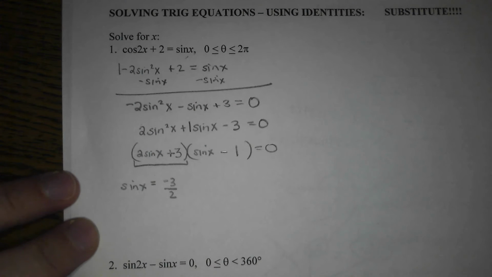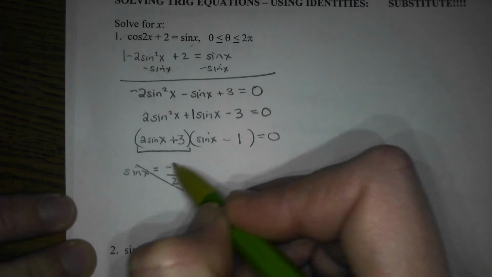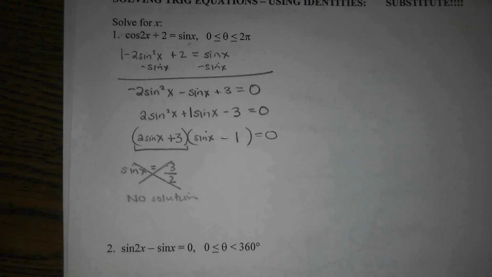We should love that because, well, more than just it's not on our chart, it's not between -1 and 1. It's out of range, so you're going to get no solutions for that one. If you didn't realize that and you did inverse sine of -3/2, you'd get an error. Right? And that's how you know it's no solutions.